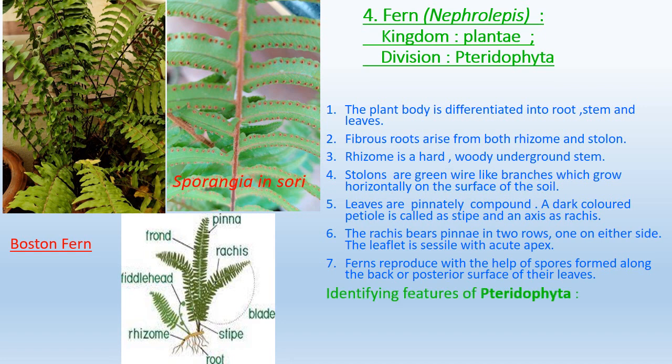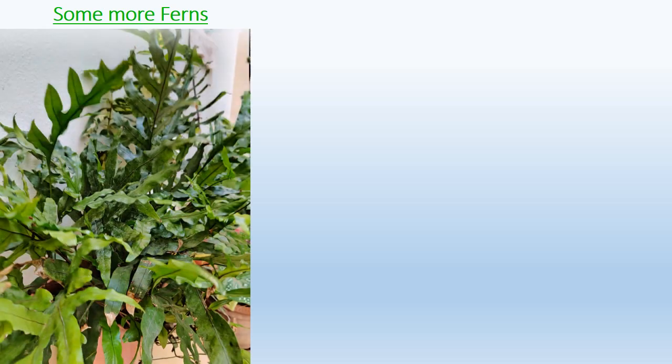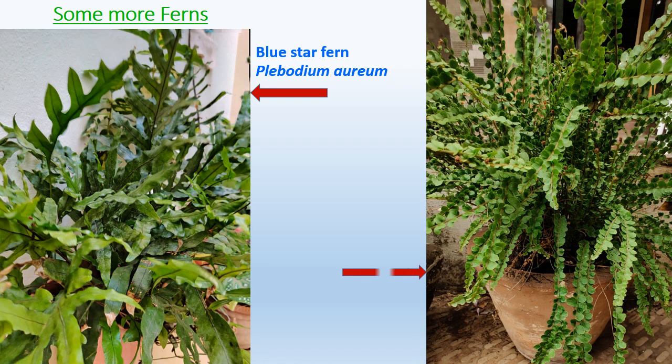So, identifying features of Pteridophyta are: first, plant body is differentiated into root, stem and leaves. And second, vascular tissues are present in pteridophytes. Some more ferns used as ornamental plants in gardens are: first, blue star fern, Phlebodium aureum, and another one is lemon button fern, Nephrolepis cordifolia.